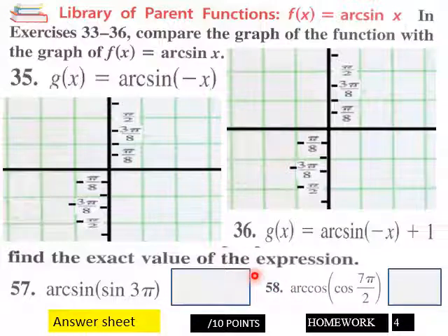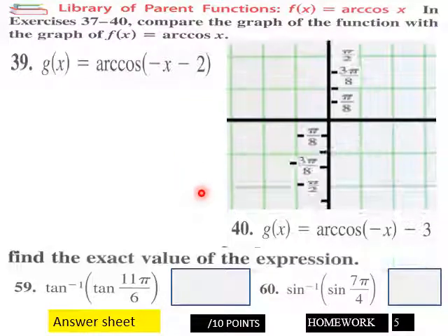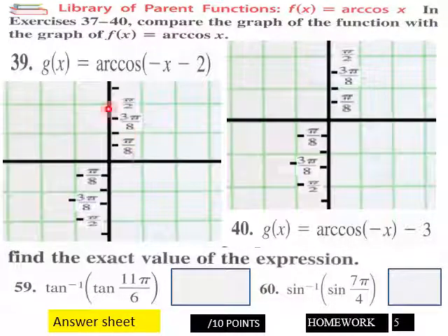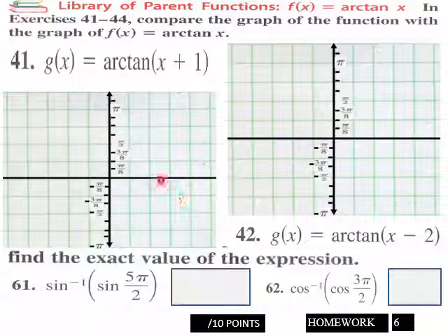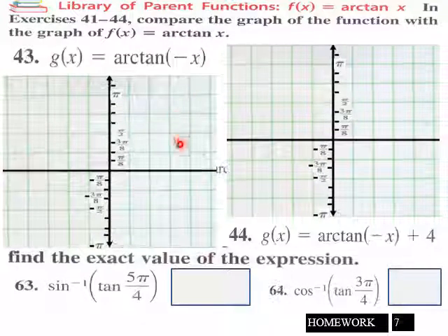Using your calculator. And then again, we're comparing f of x equals arc cosine x to this function here. And you got two grids here that you can either graph each one, or you can graph both on one grid. And then down here, page 6, 10 points here, same thing. Graph that compared to this function up here.